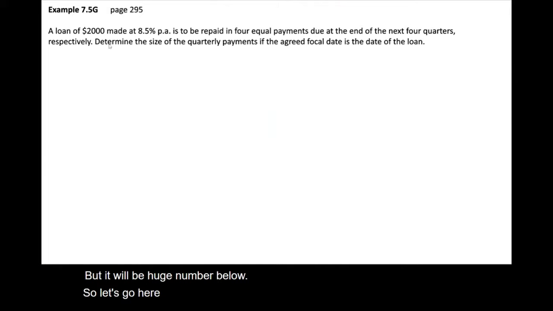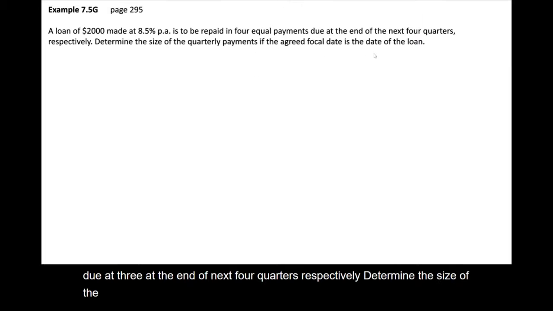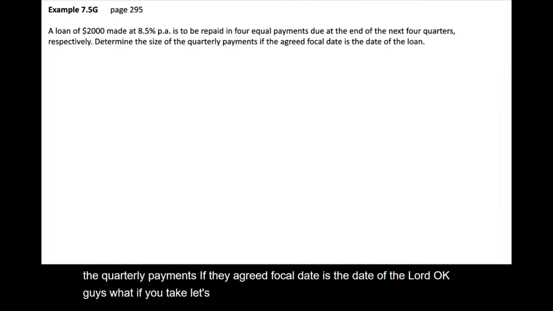Loan of 2000 made at 8.5% per annum to be repaid in 4 equal payments due at the end of the next 4 quarters, respectively. Determine the size of the quarterly payments if the agreed focal date is the date of the loan. Okay, guys, what if you take, let's say, 2 minutes and at least make a diagram on your own? Go ahead, do it.